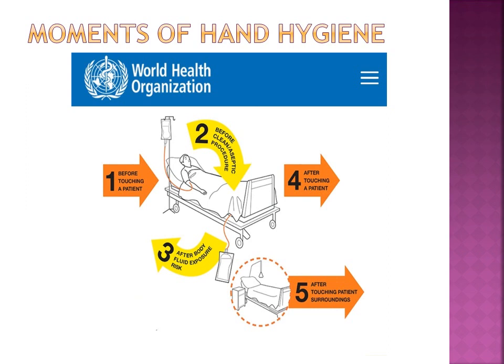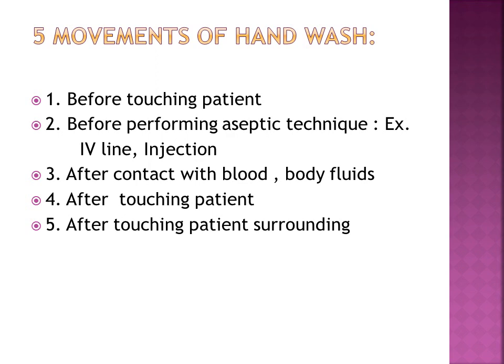Mostly in hospitals there is a hand rub or hand wash solution at the bed of the patient. So before and after we can use that solution for our hand hygiene. So these are 5 moments of the hand wash: before touching patient, before any aseptic technique, then after contact with blood body fluid, after touching patient, and after touching patient surroundings. So these are 5 moments of hand hygiene.